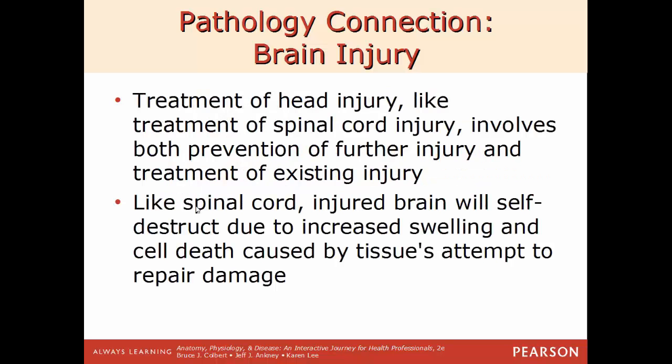The treatment of head injury, just like the treatment of a spinal cord injury, will involve both prevention of further injury and the treatment of any existing injury. Just like the spinal cord, an injured brain will self-destruct due to increased swelling and then cell death caused by the tissue's attempt to repair the damage. So not only are you dealing with the injury by itself, you're dealing with the body's response to that injury.